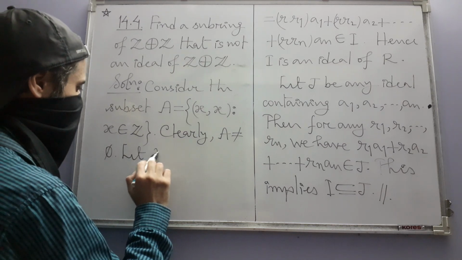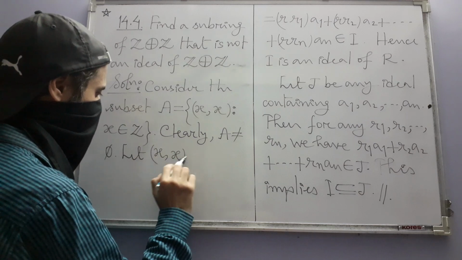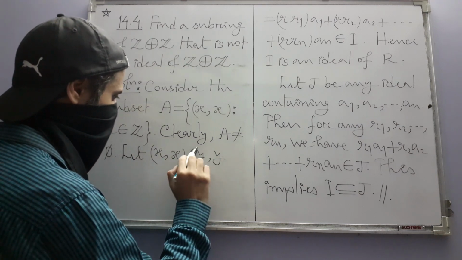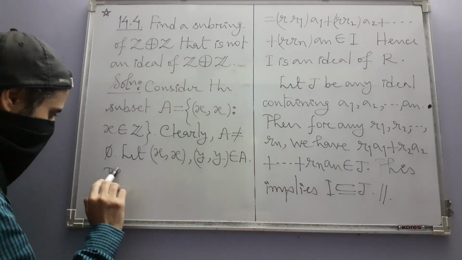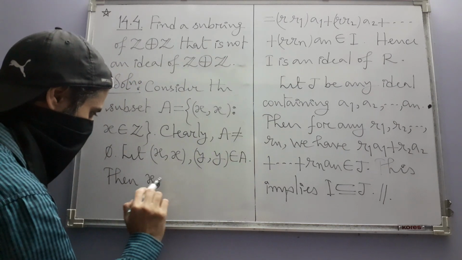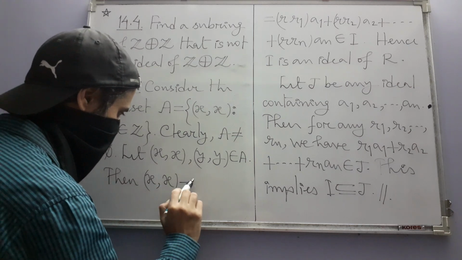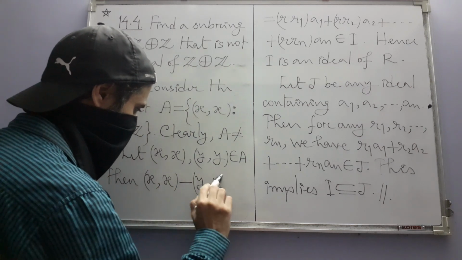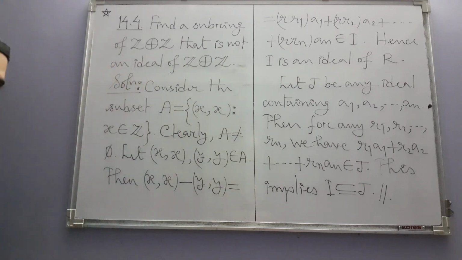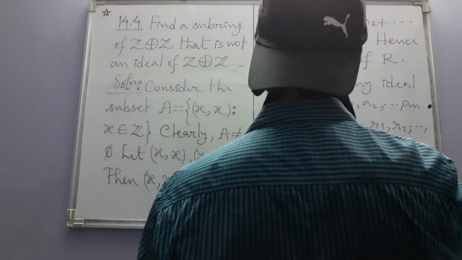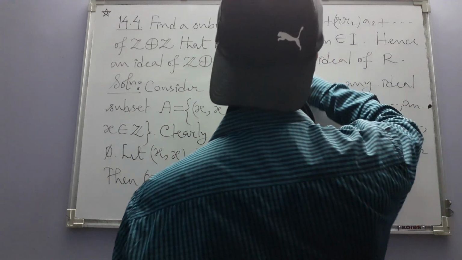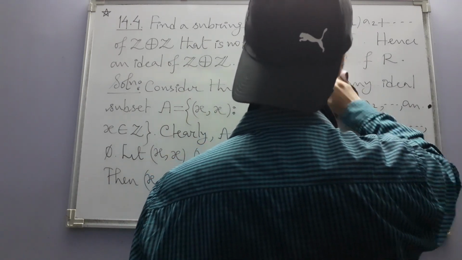Let us take two elements in A. Then the difference of these two ordered pairs in our ring is just the ordered pair where the coordinates are the differences of those coordinates, by the definition of the binary operation in the original ring.